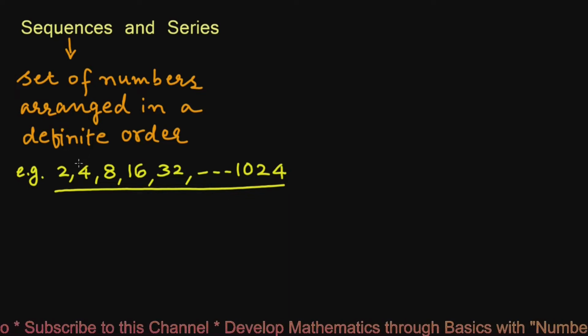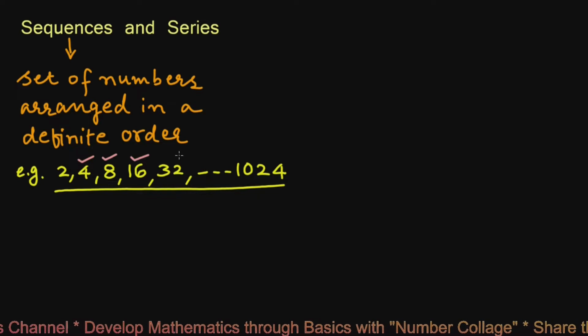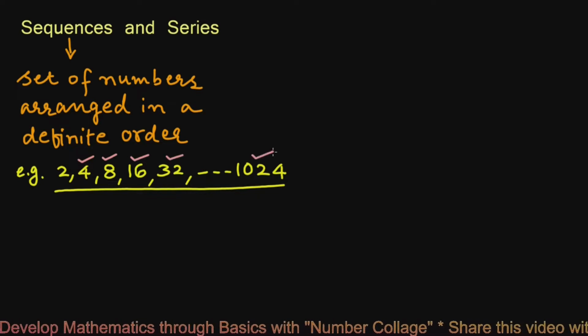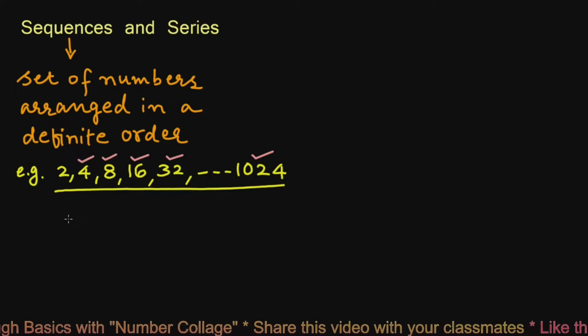Here, each number starting from the second one is twice its previous number. So it is a set of 10 such numbers. So it is a sequence of 10 numbers.